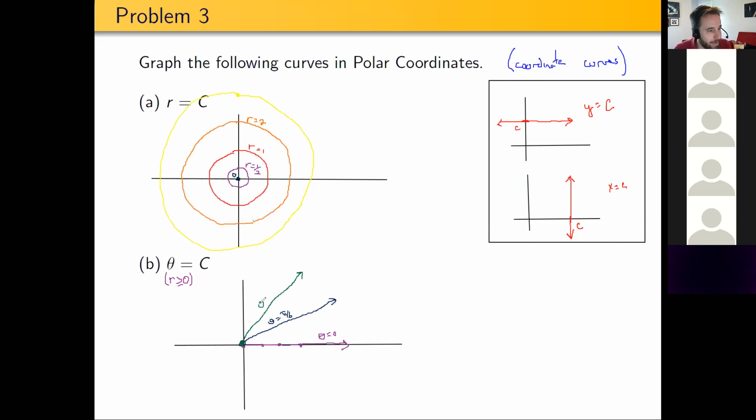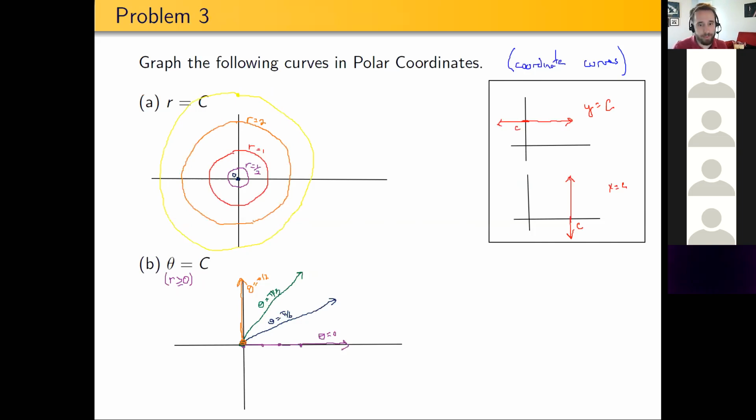Now we can do this with any value of theta. So theta equals pi over 3. Theta equals pi over 2. Maybe I'll graph one more because they're so much fun. Theta equals pi over 2 can be coming up here, and so on and so on. Every coordinate curve involving theta is a ray coming out of the origin with the prescribed angle.